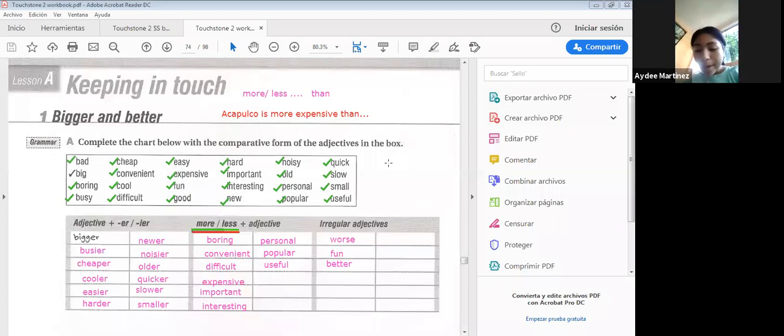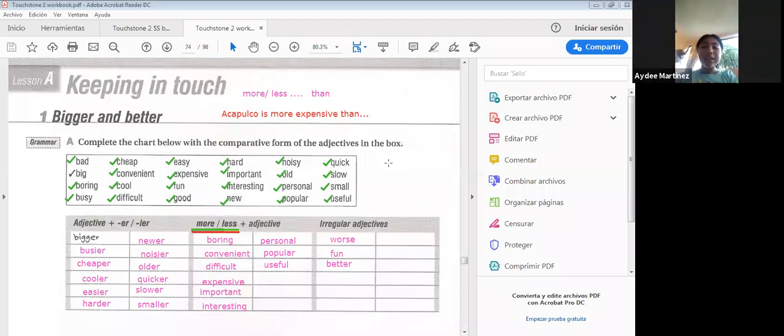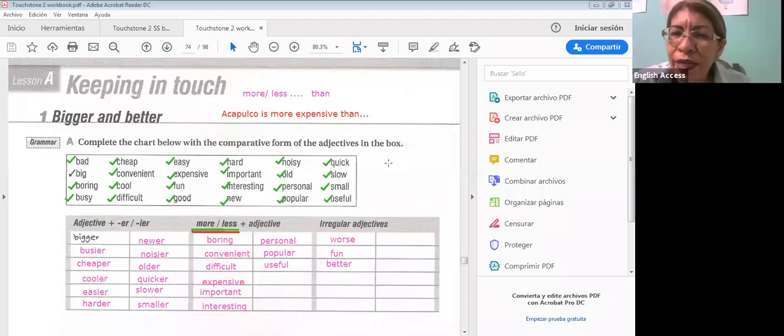The Mexico City. We don't say the Mexico City. Mexico City is more interesting than Acapulco. Acapulco, okay. Another one?